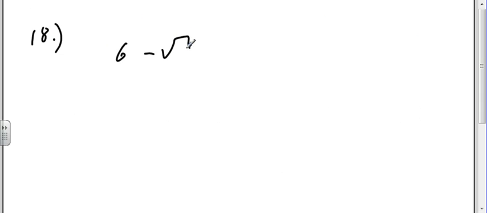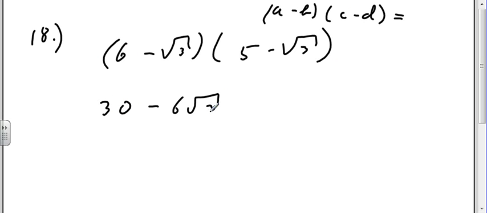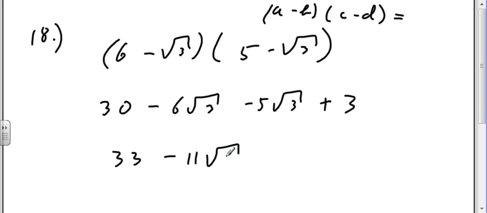6 minus the square root of 3 times 5 minus the square root of 3. Well, if this were (a minus b) times (c minus d), you'd know how to do it, right? So that's all it is. So 30 minus 6 the square root of 3 minus 5 the square root of 3 plus 3. 33 minus 11 the square root of 3. And we're done. That's as far as we need to go.